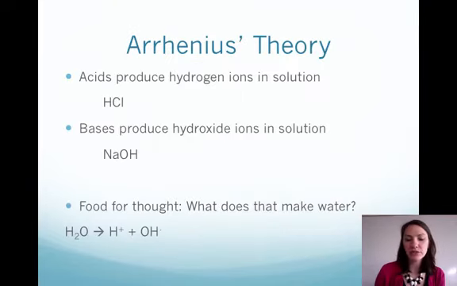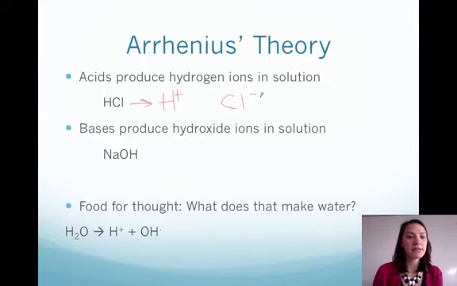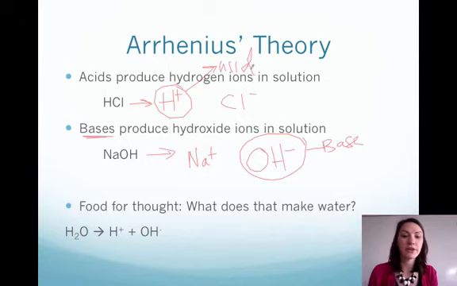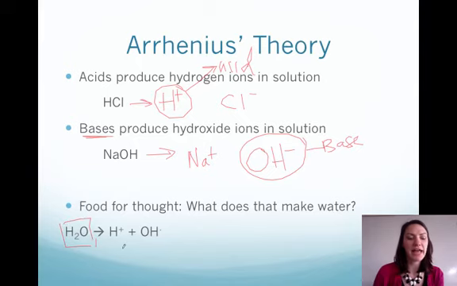He said acids produced hydrogen ions in solution, so hydrochloric acid produced H plus, and it also made Cl minus. He said bases produced hydroxide, so they produce Na plus, which he doesn't care about, but he does care about the OH minus. So this made it a base, and this makes this an acid. That's what Arrhenius believed. So something to think about is, what does that make water, when water separates into H plus and OH minus? Is it an acid? Is it a base? What do we call that?